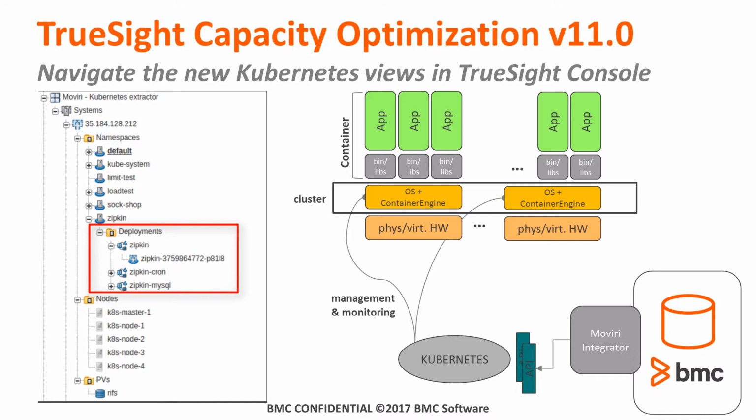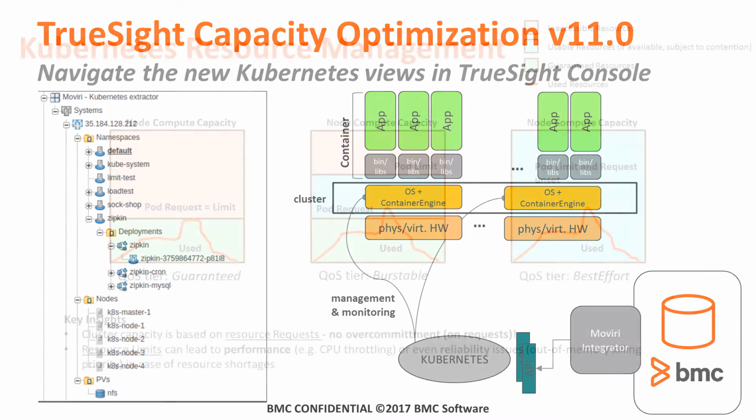You also have something called nodes, which are the actual worker machines, or minions as they're referred to, that do the work. And then persistent volumes are the data volumes. So all of these, automatically through that Moviri connector, all that data and relationships are brought in for you, so you don't have to do any of that work.